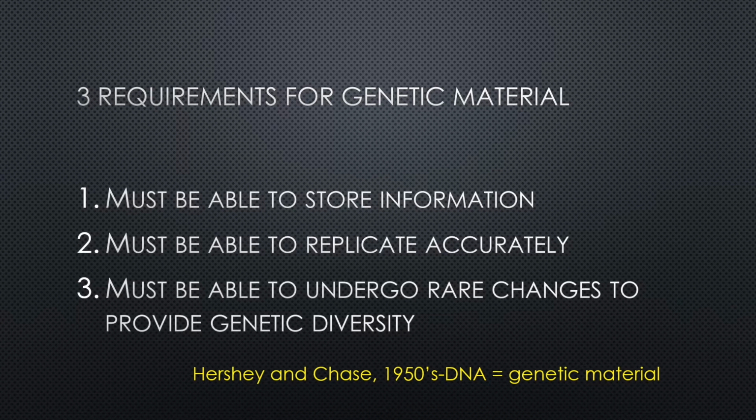And so it was deemed that there were three requirements that were necessary to be considered genetic material. The first was that it had to be able to store information, obviously. Number two was that it had to be able to replicate accurately, because we can't have lots of mistakes being passed on from one generation to the next. However, number three also had to be fulfilled, and that is that you had to be able to undergo rare changes or mutations so that we could provide some genetic diversity.